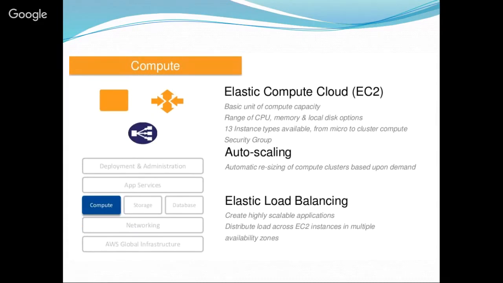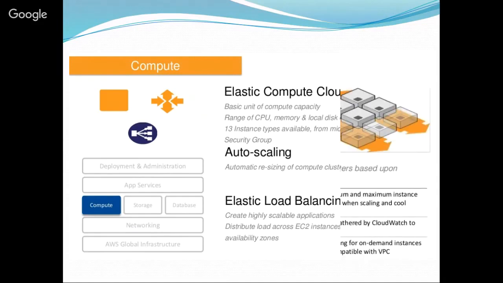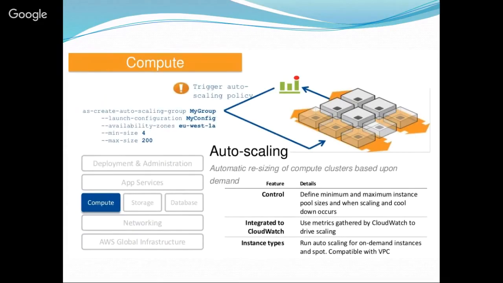Okay, let's talk about compute. Elastic Compute Cloud, simply known as EC2. Basically you can create an EC2 instance. You can define your CPU, memory, hard disk capacity, and all those things when you are creating your instance. You can create a larger instance. There are 13 instance types available in AWS. You can use all those things, and it is the basic unit in the cloud, in AWS.